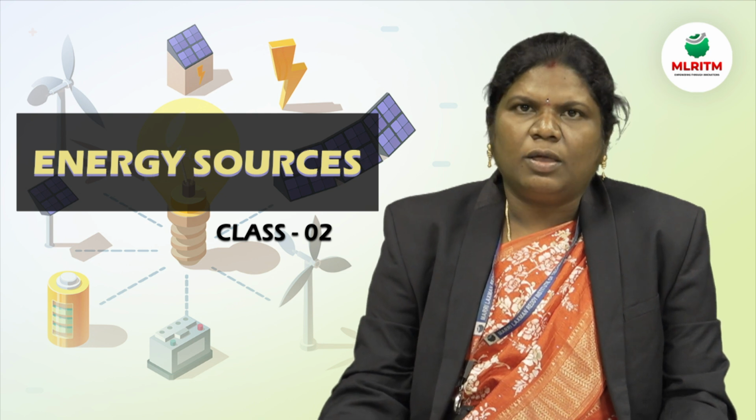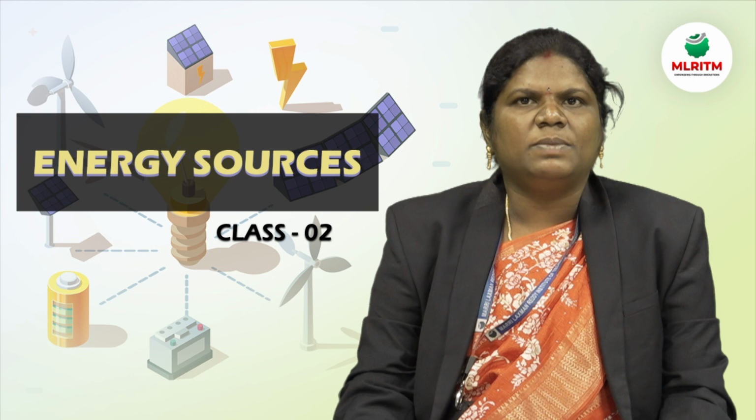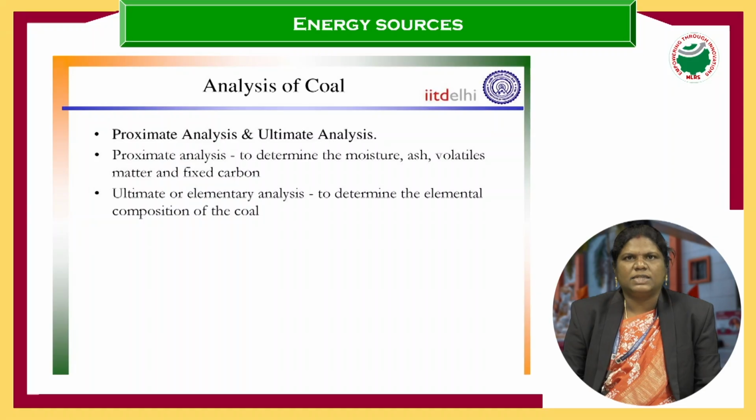Okay. Now coming to the analysis of coal, we have two types of analysis. One is proximate analysis and another one is the ultimate analysis. In proximate analysis, we will determine the moisture, volatile matter, ash and the fixed carbon. The ultimate analysis is also known as the elemental analysis, in which we will determine the carbon, hydrogen, nitrogen and sulfur elements present in the coal.